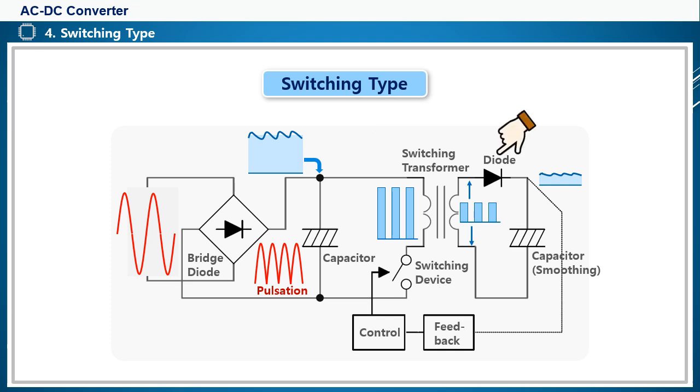After the square wave transmitted to the secondary side of the switching transformer is rectified by a diode and smoothed by a capacitor, it outputs the final DC voltage. The feedback and control circuit at the bottom is configured to ensure that the final output voltage is always a constant voltage. When the output voltage is low, the switching pulse width is widened. And conversely, when the output voltage is high, the switching pulse width is narrowed to ensure that the final output voltage is always constant.